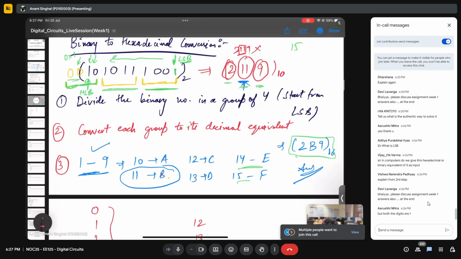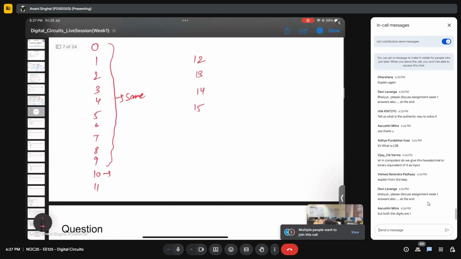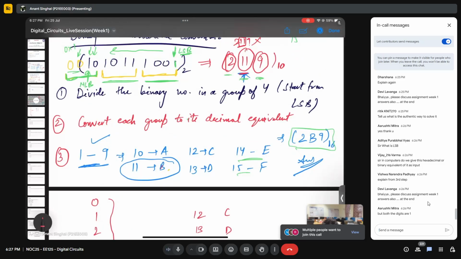And if I do the multiplication, it will be something like 10 raised to power 2 times 1, which is not correct. So what we do is we denote 10 by A, 11 by B, and then correspondingly C, D, E, F. So that is why I changed 11 as B in the final answer.